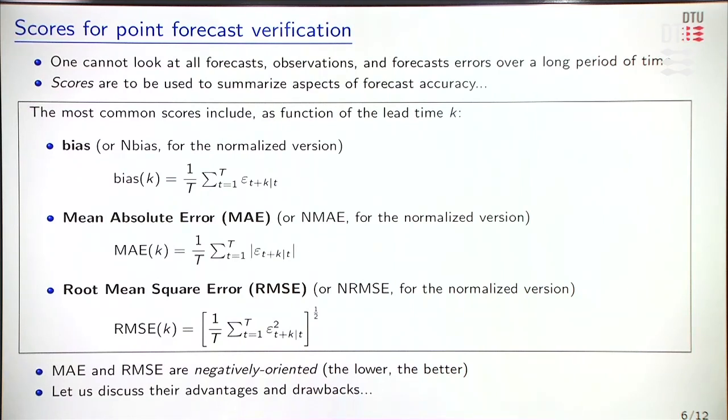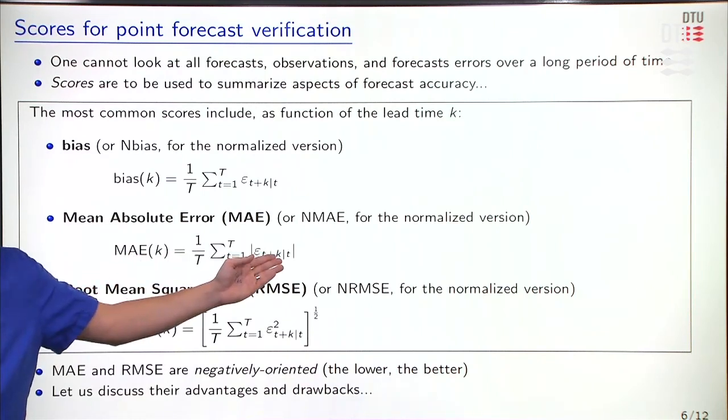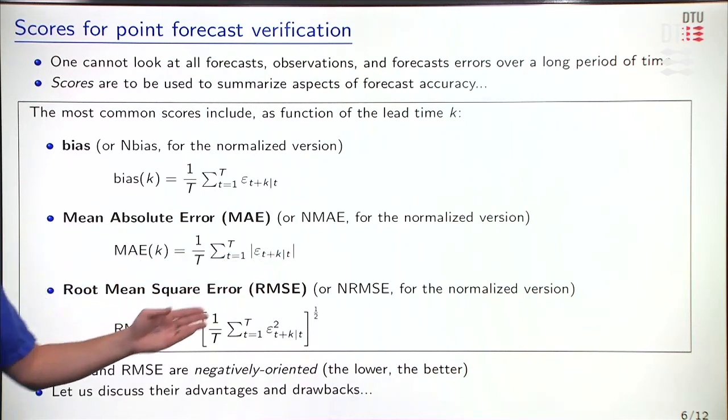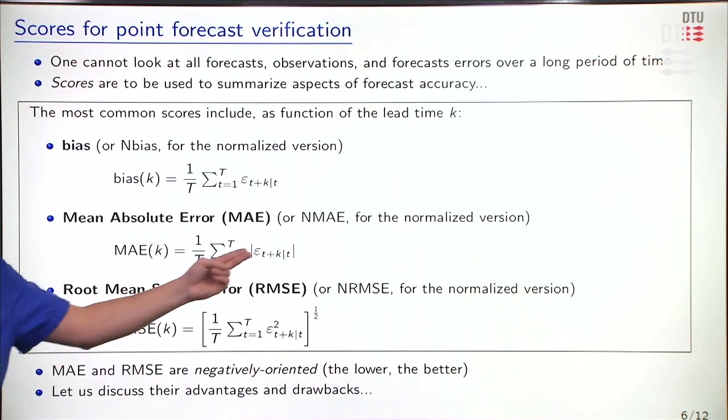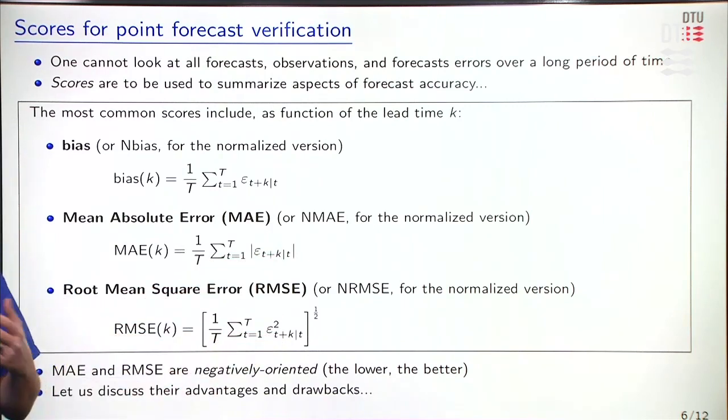MAE and RMSE are negatively oriented, so the lower the better. Obviously, if you have a MAE of 0, that means that you are making 0 forecast errors all the time. Same for the RMSE. If you have an RMSE of 0, you're making 0 error all the time. And as your errors get away from 0, MAE and RMSE will increase positively.